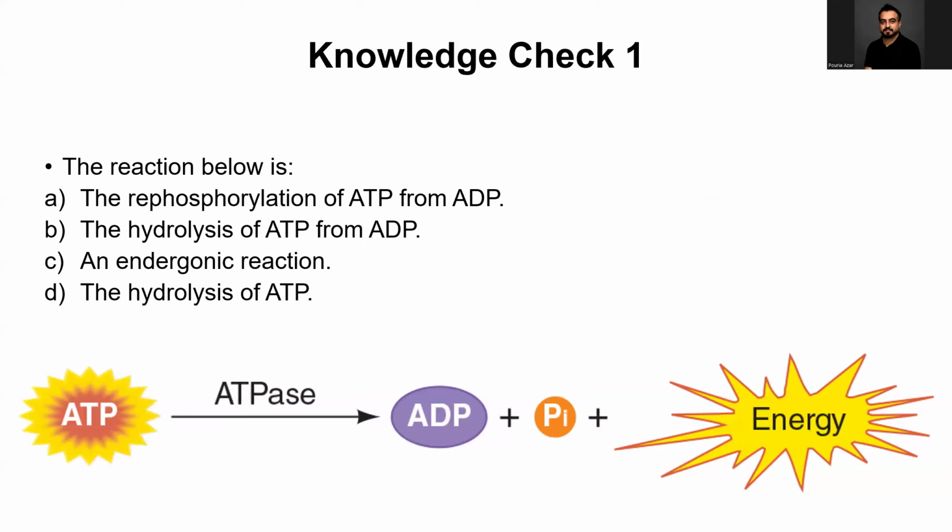That's correct. The D is the correct answer, the hydrolysis of ATP. Because we have ATPase and we discussed it in a previous chapter. So ATP is going to be broken down by ATPase to ADP and an inorganic phosphate, and it releases energy. So this is the hydrolysis of ATP. Since this is breaking down, this is a catabolic reaction.